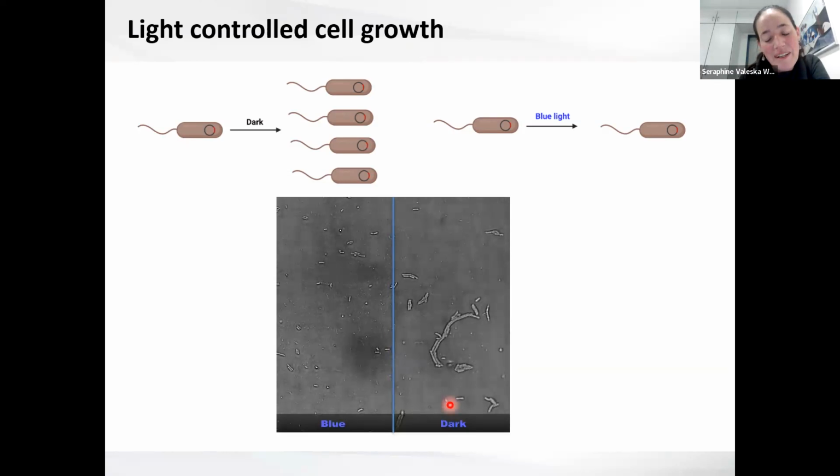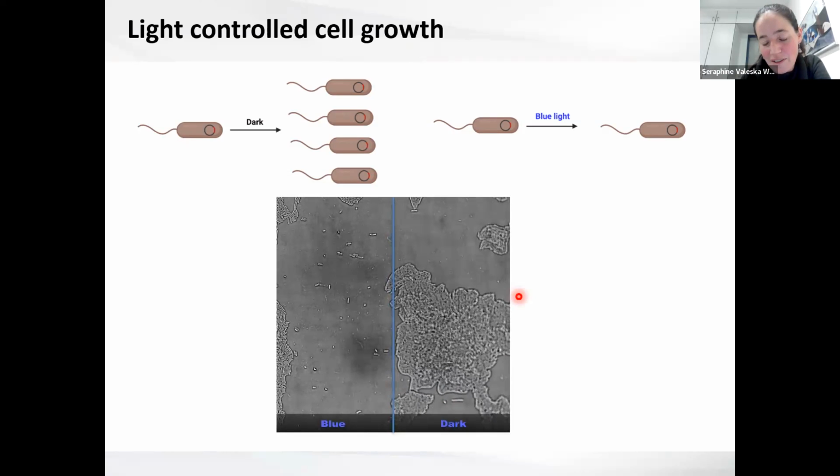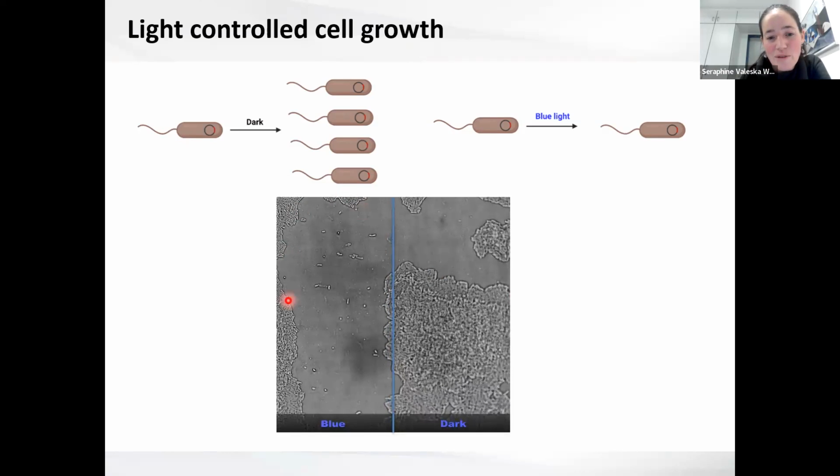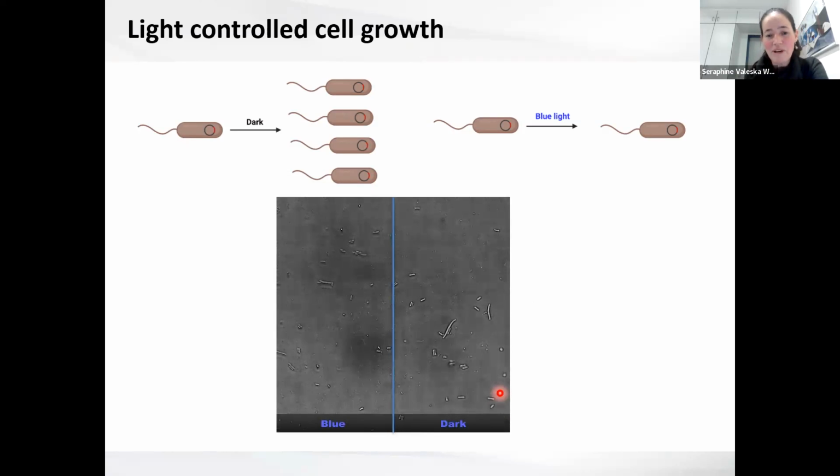And seeing is always believing. So here's the same thing under the microscope. So here we have E. coli growing on an agar plate, and you can appreciate that in the dark, these bacteria are growing and dividing, whereas in the blue area, there is no cell growth. You can even see that the bacteria from the dark area overgrow and push into the blue illuminated area.